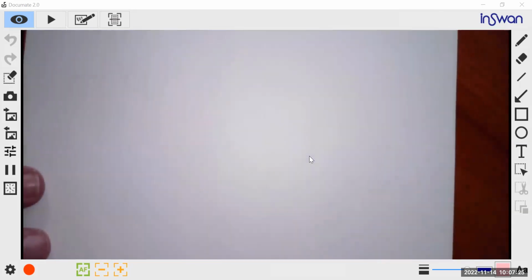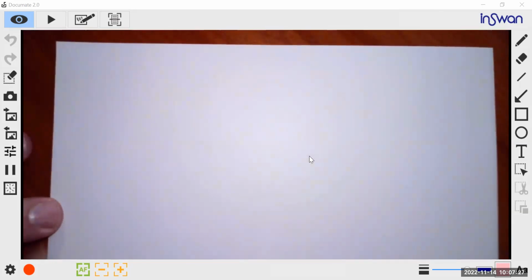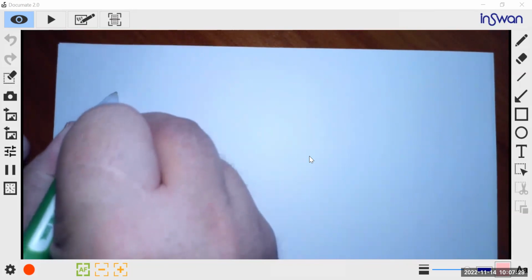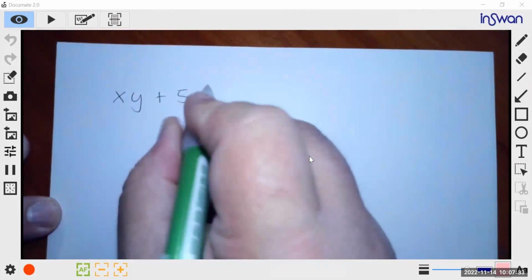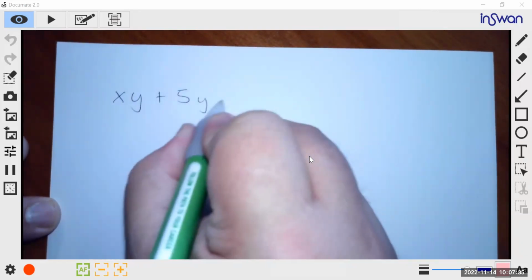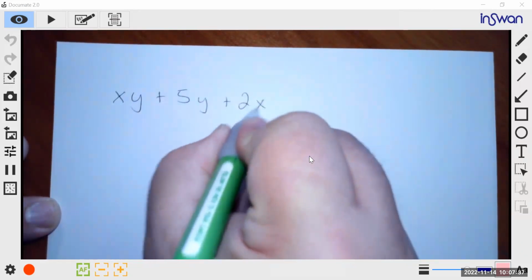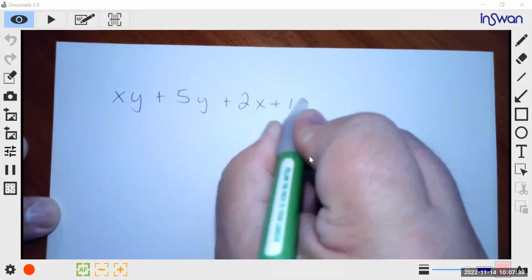Okay. Let's see how that's going to be used. XY plus 5Y plus 2X plus 10.